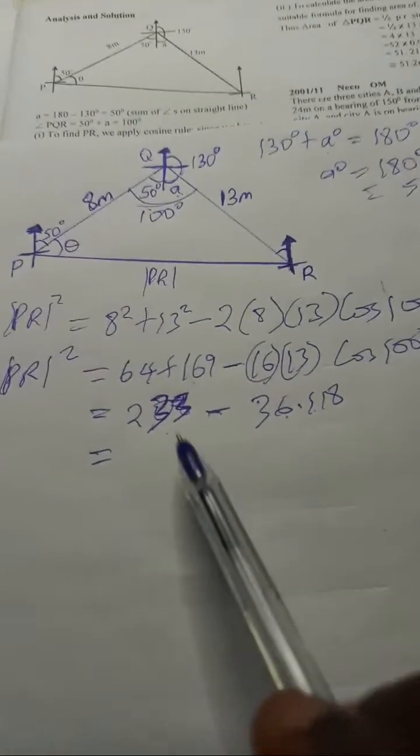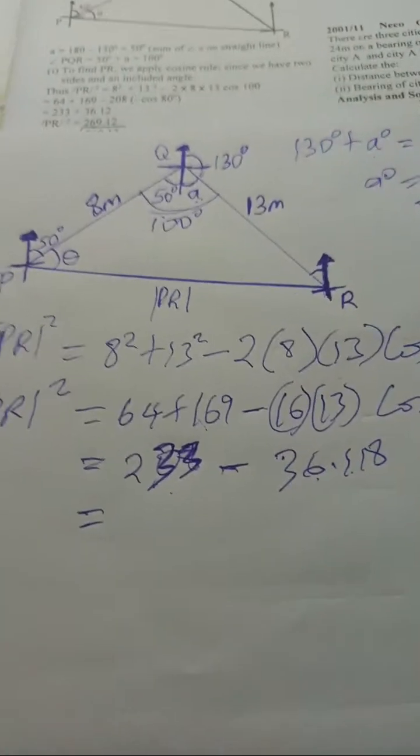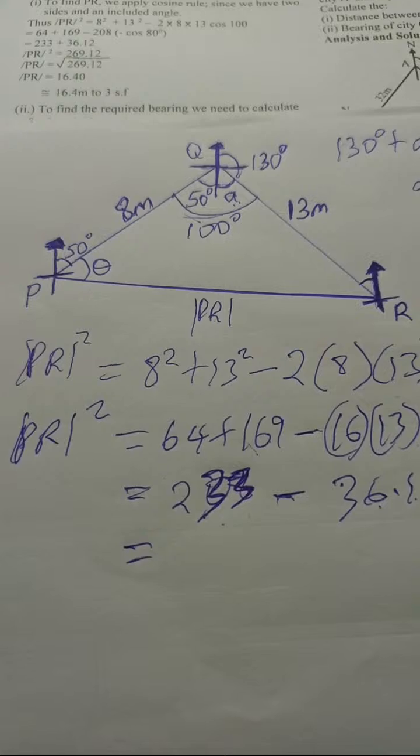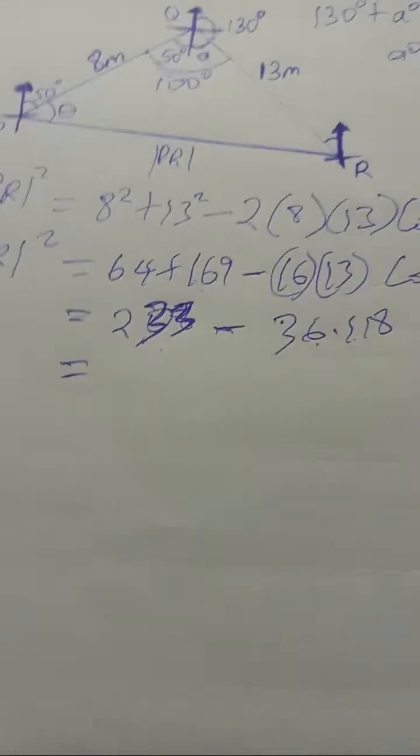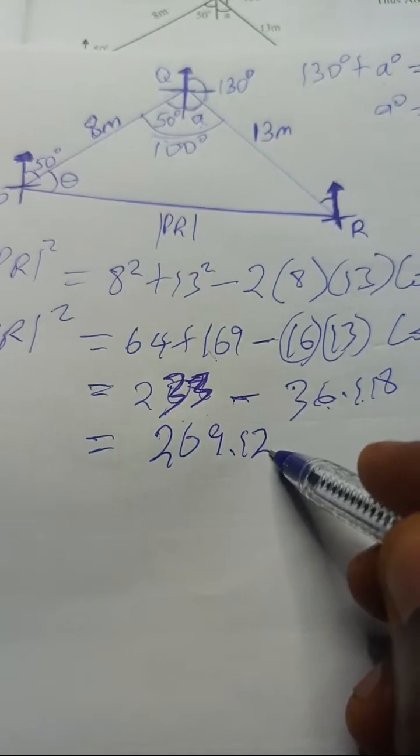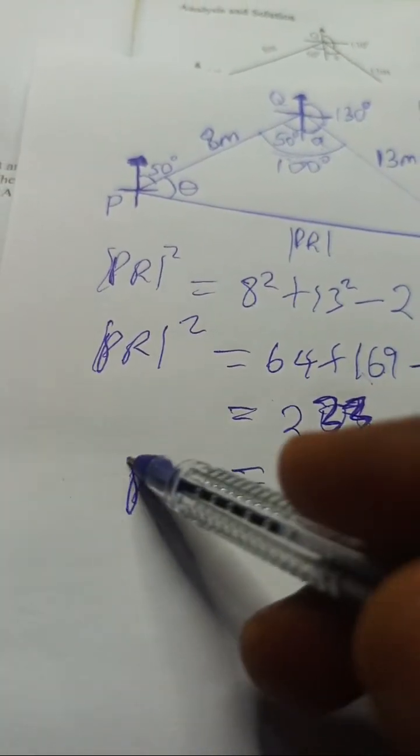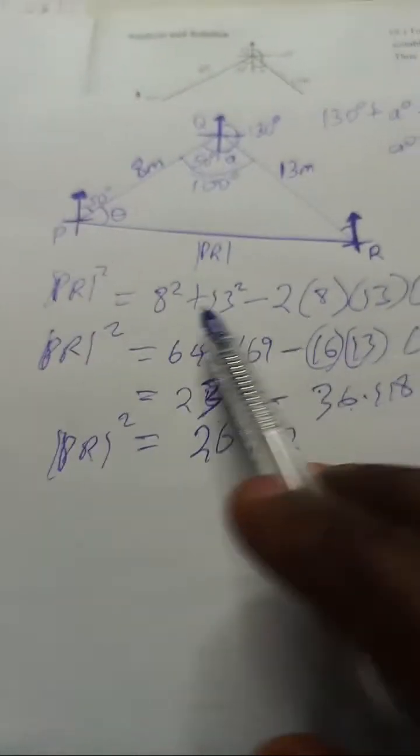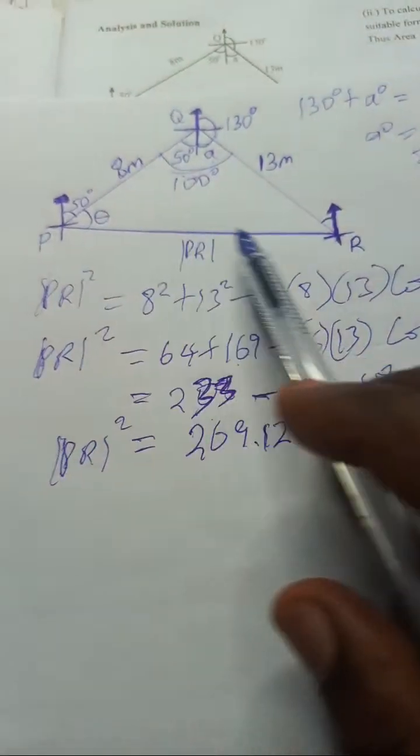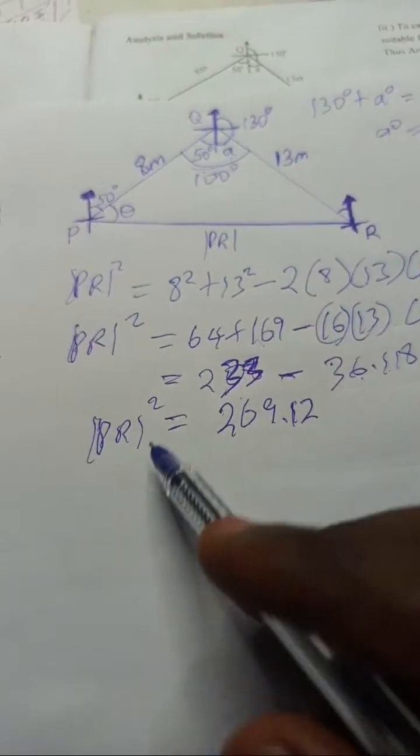Now, as I said the other time, this is 233 minus 36.112. If you have to solve that, what do we get? At the end of the day, that will give us 269.12. So it means PR squared is 269.12. To get our PR, we have to divide by 2. Because this PR, we are using the cosine rule. We have to find the square root.